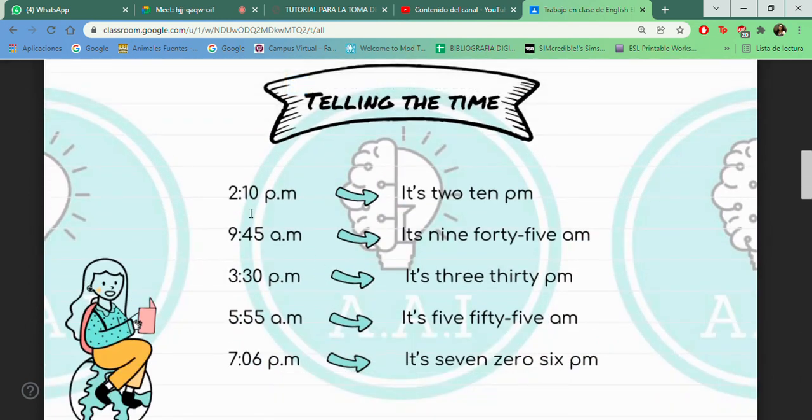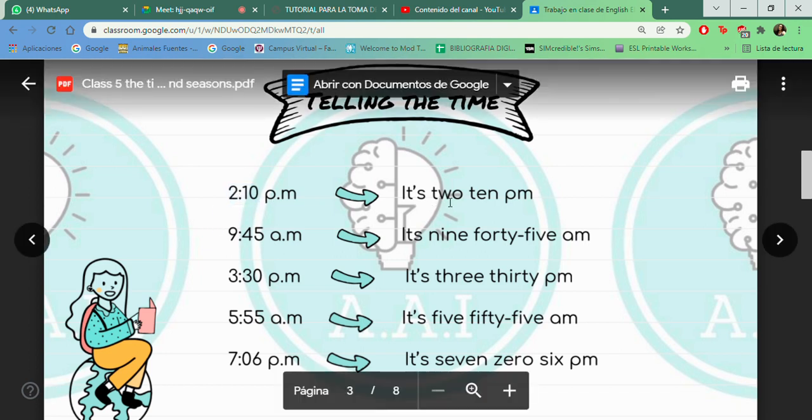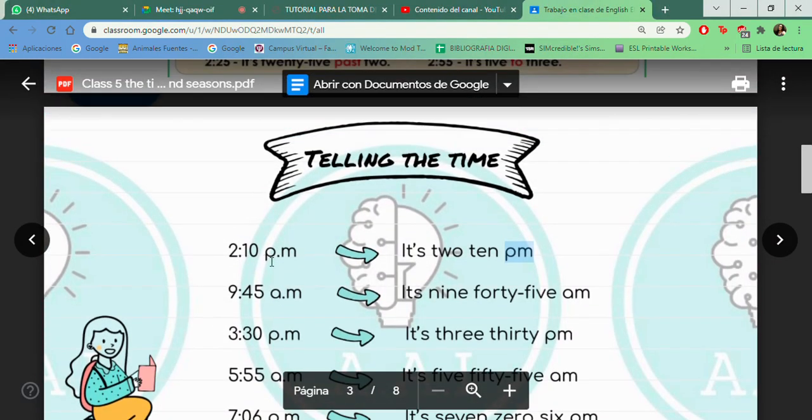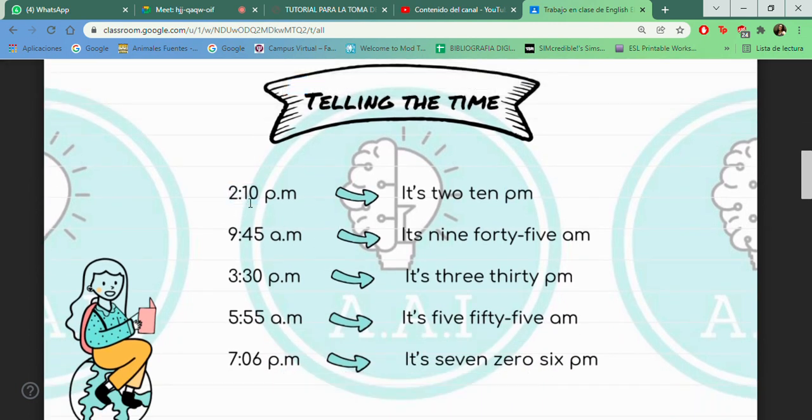So let's see the easiest way to tell the time, the easiest. We have the time, the hour, and the minutes. It's 2:10 p.m. I am sharing. No, I'm not sharing, guys. Great, now. So here we have telling the time. This is the best way, the easiest way to tell the time, the hour, and then the minutes. It's 2:10, okay?